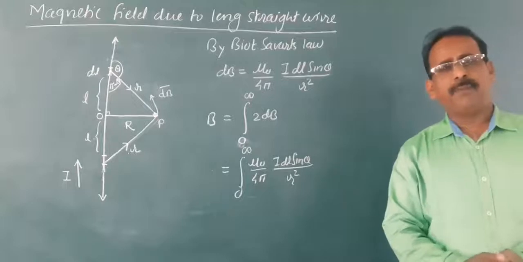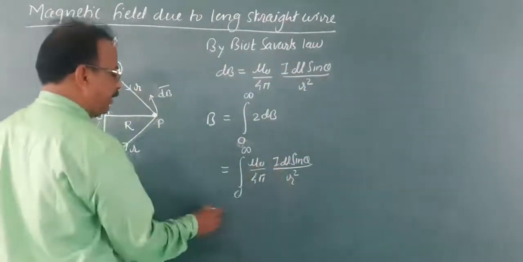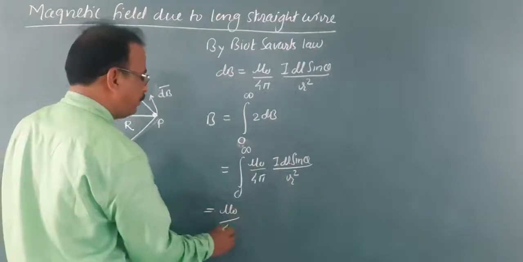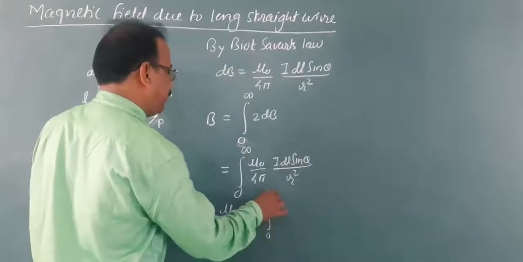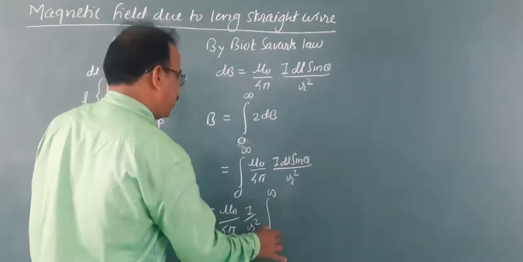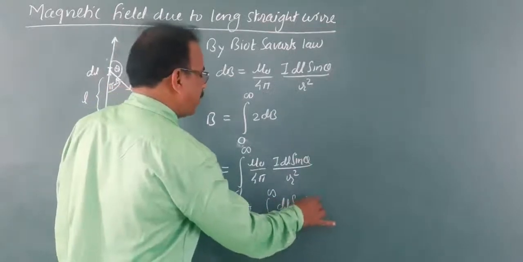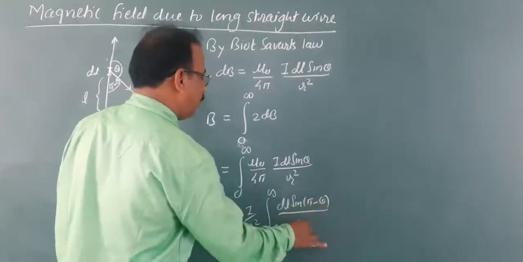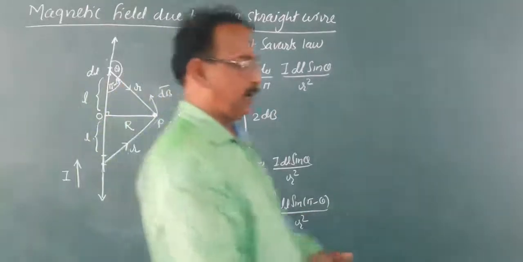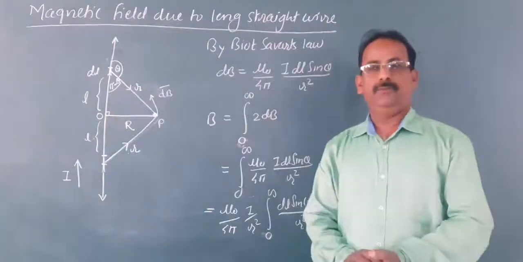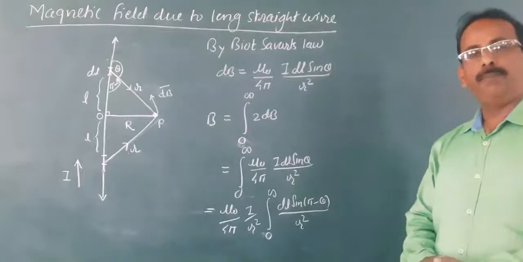Sine theta and sine of pi minus theta are the same. First I am taking mu 0 upon 4 pi I upon r square out of the integration. In the integration, you get the integral from 0 to infinity of dl sine of pi minus theta upon r square. Sine of pi minus theta and sine theta are the same, by the trigonometric relation. You can replace sine theta by sine of pi minus theta.